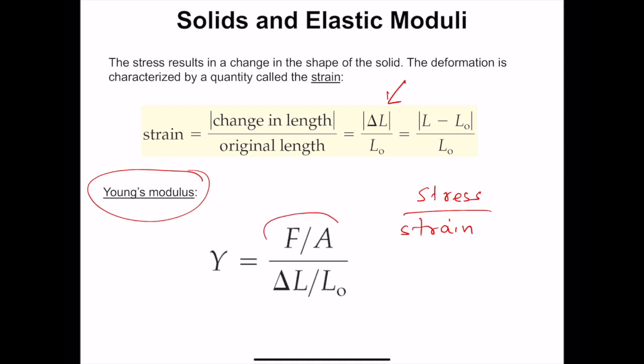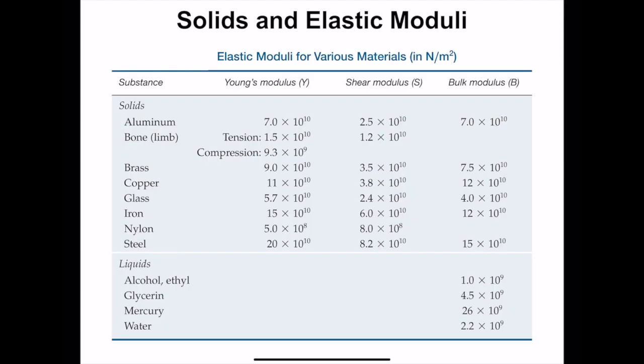Stress was F divided by A. Strain was delta L divided by the original length. And so that is the definition of Young's modulus. And Young's modulus is a measure of how easy or difficult it is to deform a certain material. Okay. And you have some examples of Young's modulus over here.